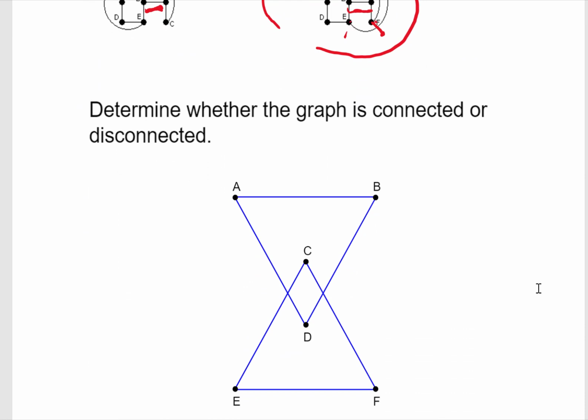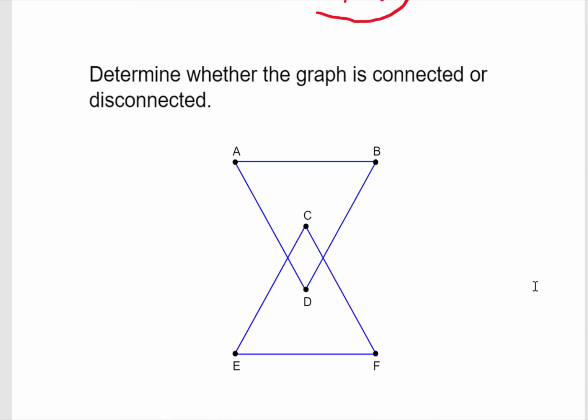Determine whether the graph is connected or disconnected. So in this case, a connected graph, remember, means there's a path to connect every pair of vertices. If you notice here, if I pick, like for instance, A and C, vertex A and vertex C, there is no way to move from one of those vertices to the other, going through the edges of the graph. So this is going to be a disconnected graph.